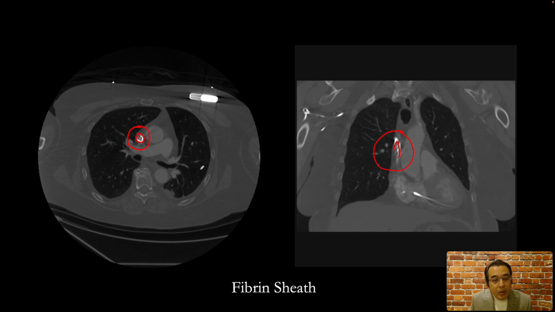This can lead to development of a thrombus, pulmonary embolism, and catheter not functioning. So it's important to recognize this, and if they become symptomatic, treat this.